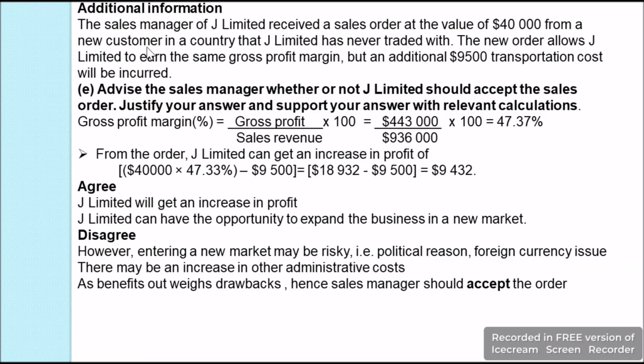Apart from that, we will also enter the new market in the new country, so this may lead to further expansion for J Limited, hence we should accept the order. However, when we are entering a new market in a new country, there may be some risky factors, like political reasons, if there is political instability in that country, or foreign currency issues like the exchange rate. The foreign exchange rate may keep fluctuating, so that may be a problem, and then there will be additional administrative cost. However, the drawbacks are lesser when compared to the benefits. So as the benefits outweigh the drawbacks, the sales manager should accept this order.